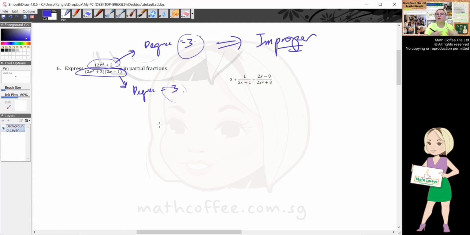So when it's improper, what do you have to do? The additional step you need to do is long division. It's just like if I have 3 over 2, I need to show that this is 1.5. So you have to do long division.